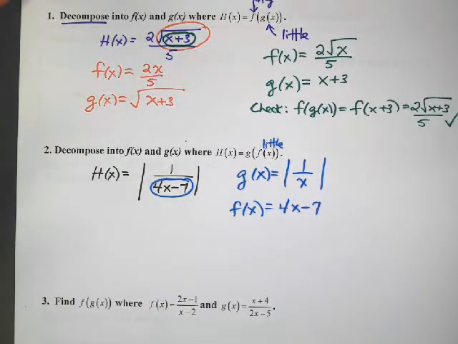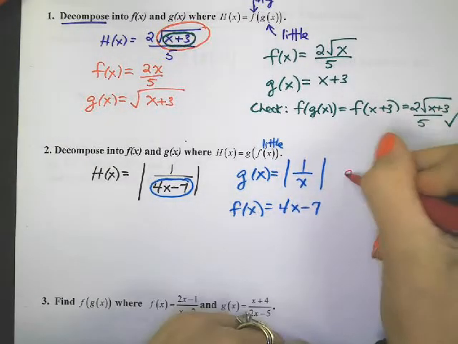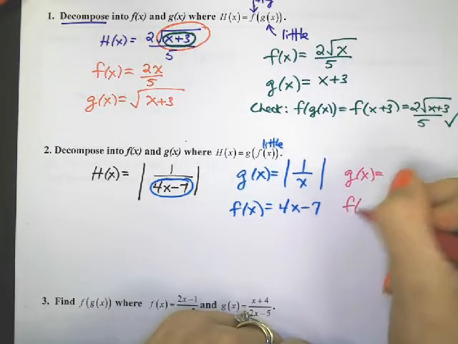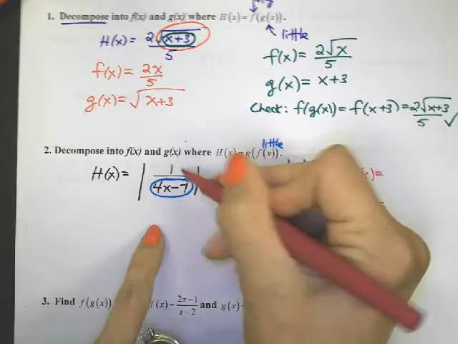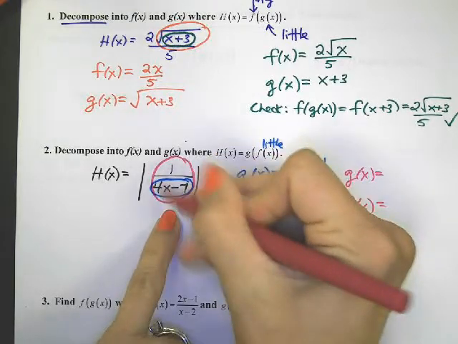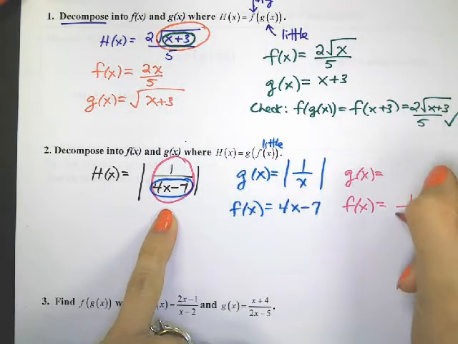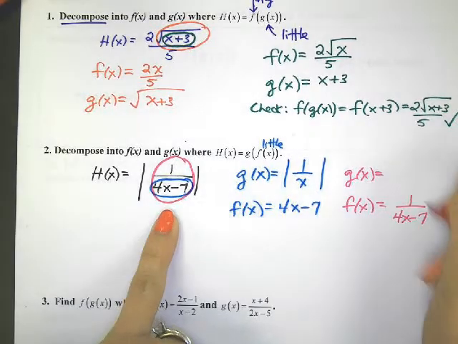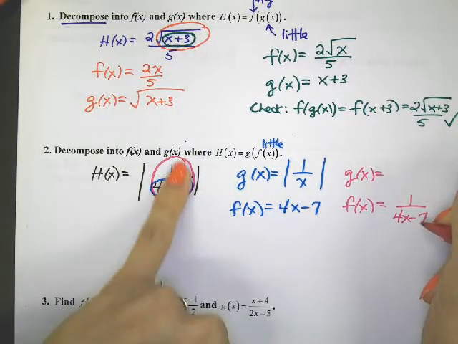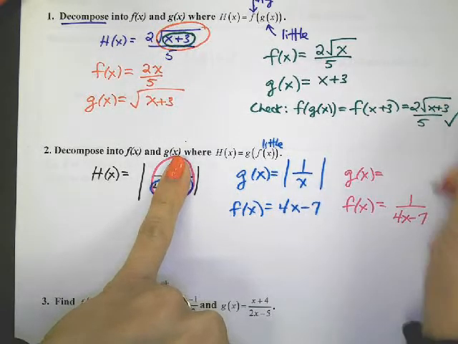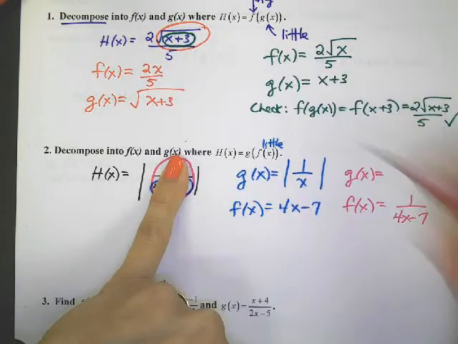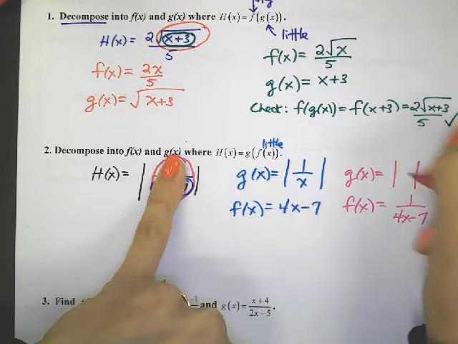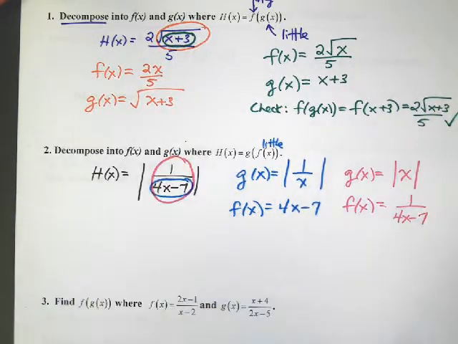But that's not the only way to do this, of course. Let's show you another example. What if the little guy was this entire quantity? What if it was 1 divided by 4x minus 7, the whole fraction? So if that whole thing is the little guy, and that has to go into g, what does g say to do to all that stuff? Absolute value it. And you put x for whatever you took out. Okay, the more you compose, the better you'll get at decomposing.